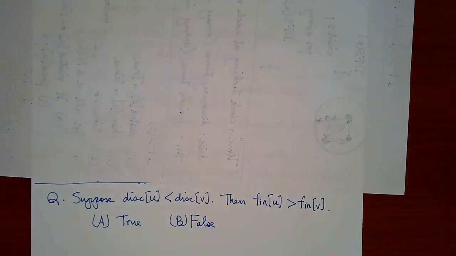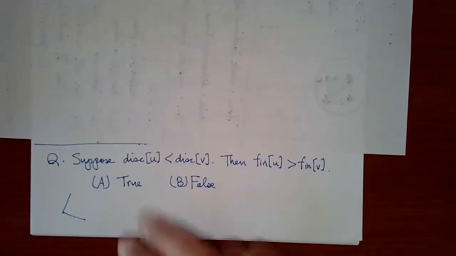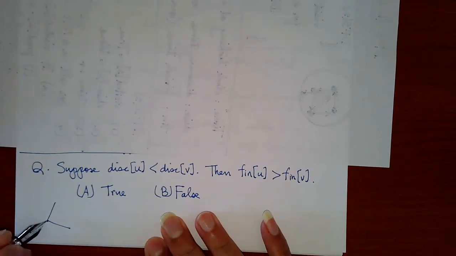I said it was false, because V might not be a descendant of U. Right. Can you give an example? If you have a graph where, say, a little L-shaped graph, and you start at the right angle. I'm going to call that U. Okay.